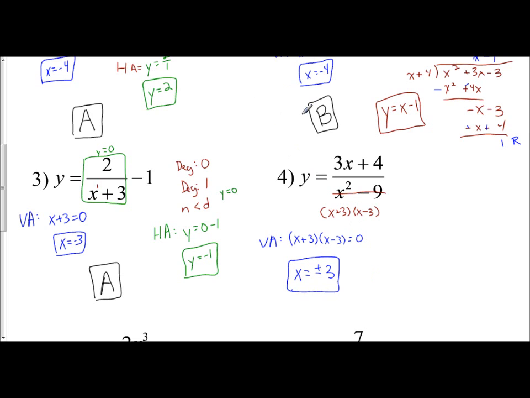And now I go for identifying if it has a slant or horizontal. So the degree in the top is 1. The degree in the bottom, if we look at the original, was 2. So that means the degree in the numerator is less than the degree in the denominator. So I have a horizontal asymptote at y equals 0.